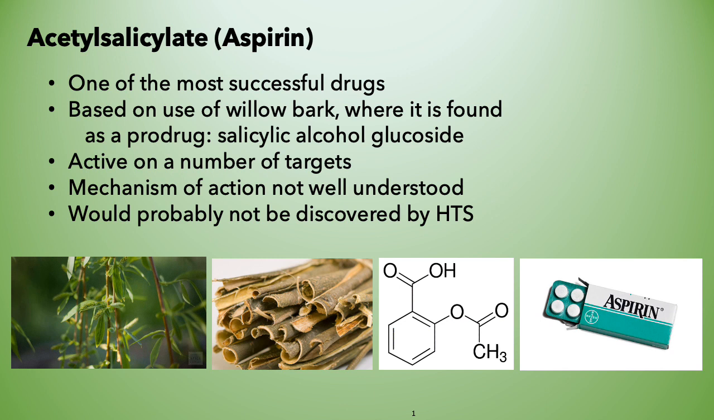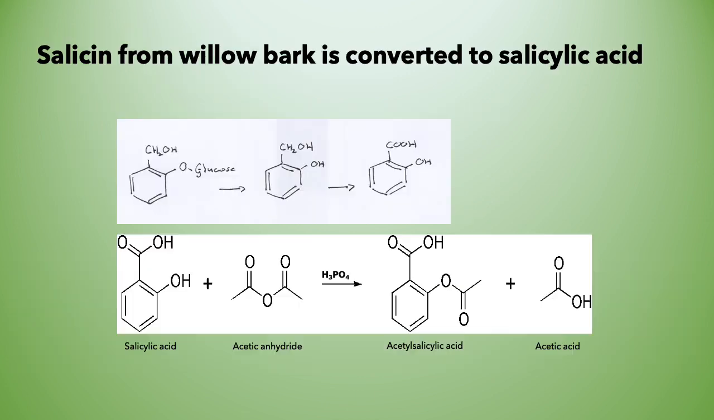the aspirin from willow bark. They have isolated the salicylic alcohol glucose, and afterwards with chemical modification it becomes salicylic acid. So here is a step from salicin from willow bark converted to salicylic acid. So these are all the chemical structures, and then later on this glucose is cleaved, and finally it becomes salicylic acid. That is our aspirin.